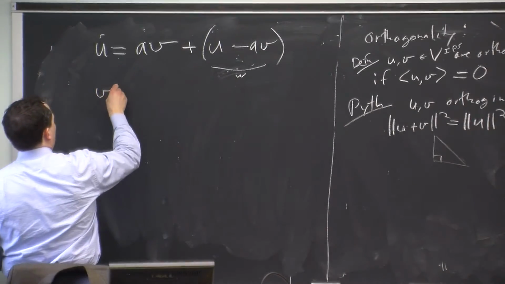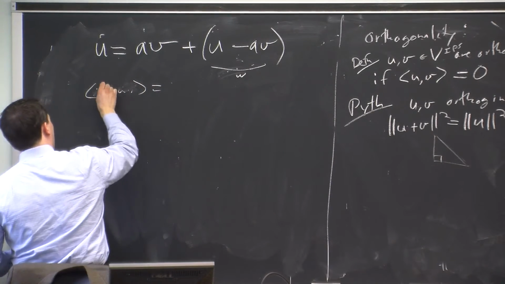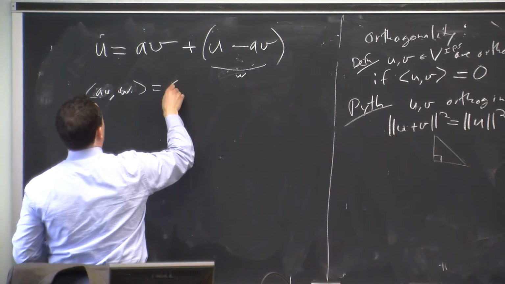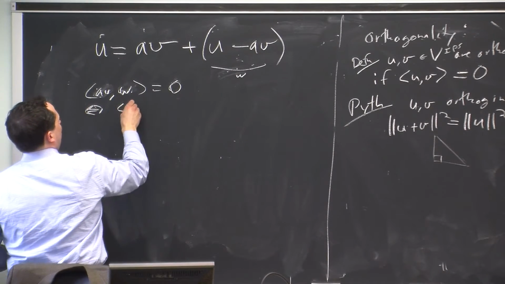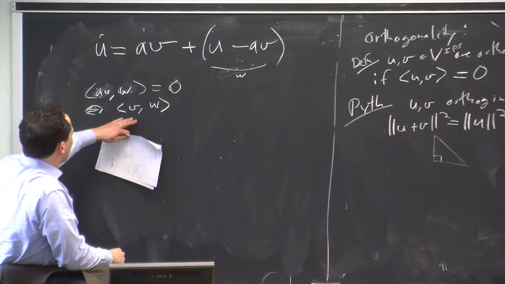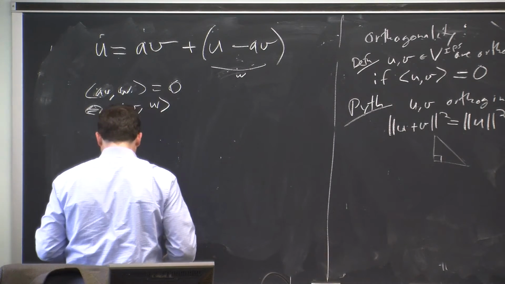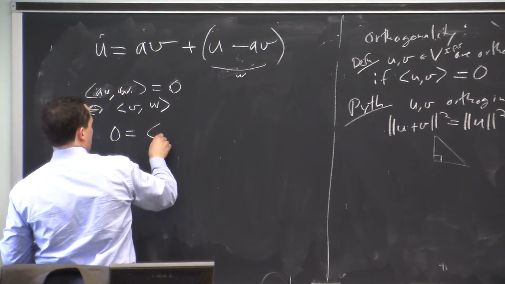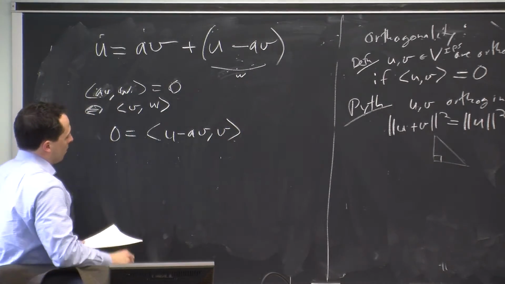And then v, we want v to be orthogonal to w. We want av to be orthogonal to w, and that's 0. So we want that to be 0, and that's true if and only if v is orthogonal to w, so long as a is non-zero. Right? So that means we want 0 to be writable as the inner product of u minus av with v.